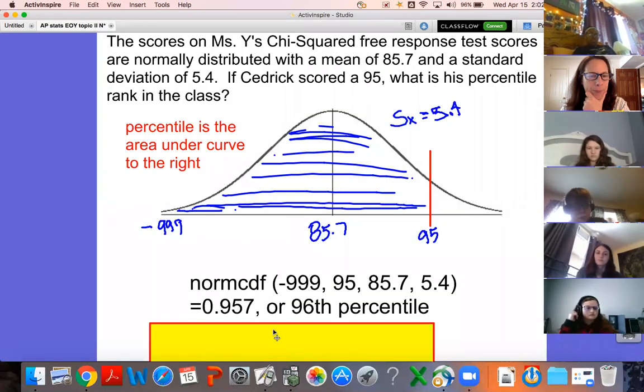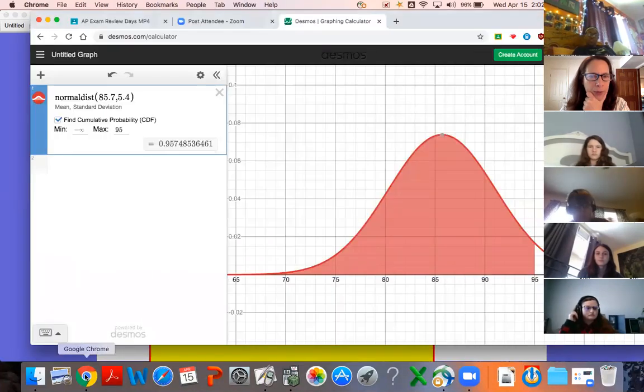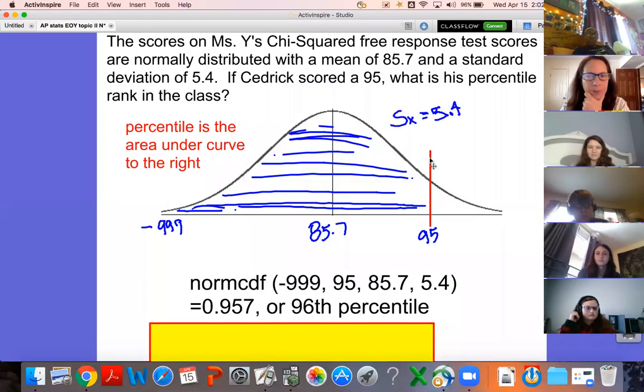Okay. So I did it both on the TI-84, kind of boring, and Desmos. Yay, kind of exciting. Okay, any questions on that? I'm going to check the chat room. Nothing? Okay, time to get moving.